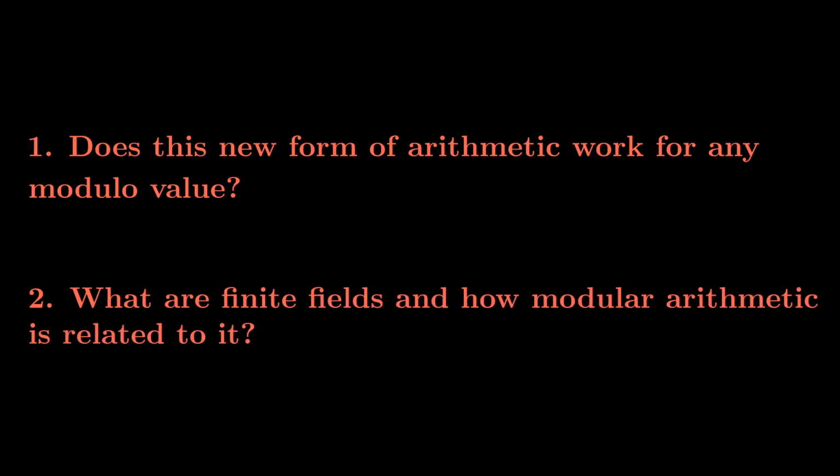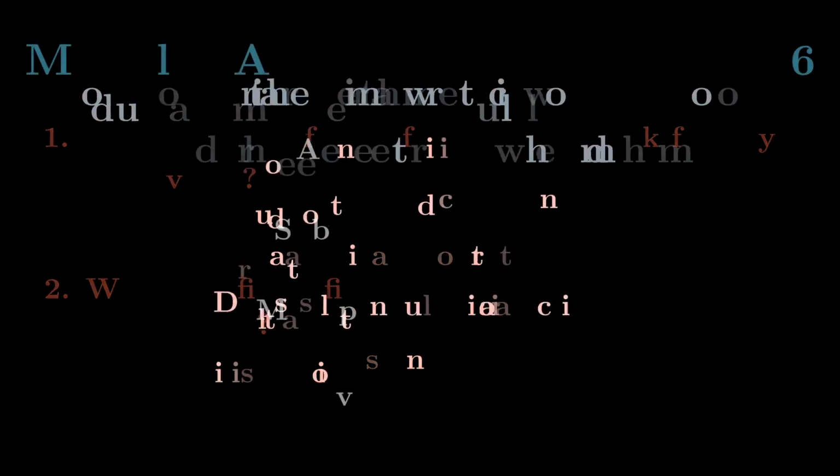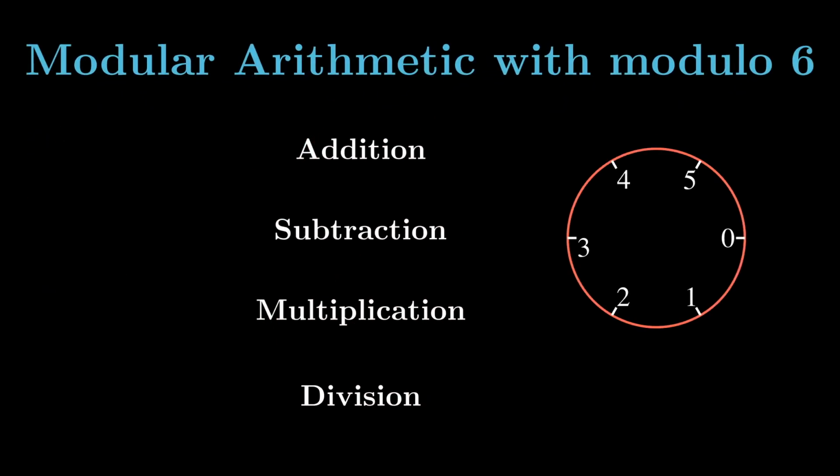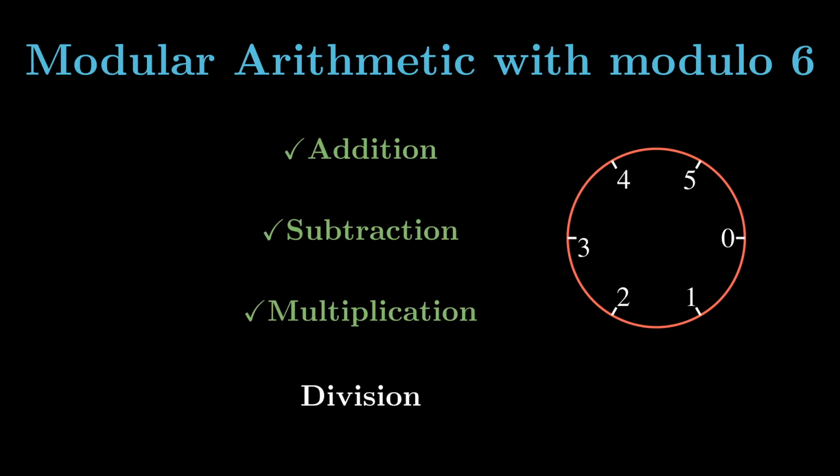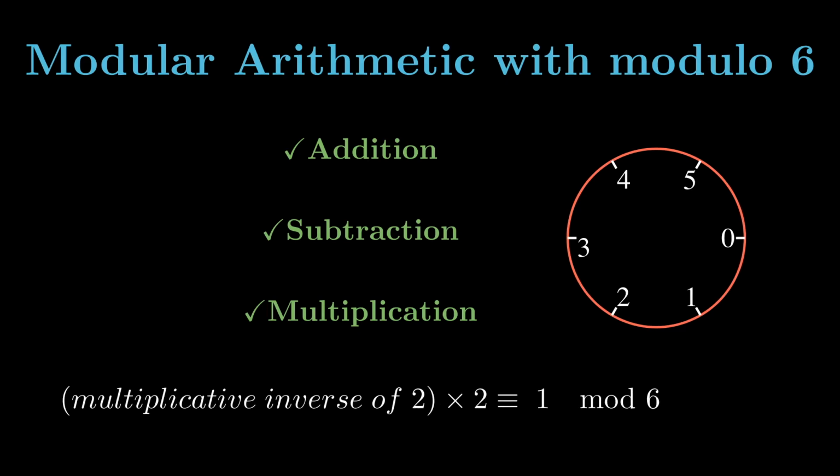Let's try to answer the first question by choosing a new modulo, 6. As you would expect, addition, subtraction, and multiplication would work without any issues. Now, as an exercise, try to find the multiplicative inverse for 2. Feel free to take a moment and think about it.